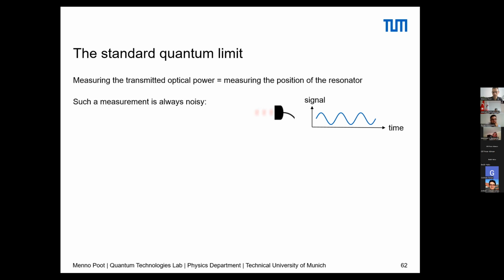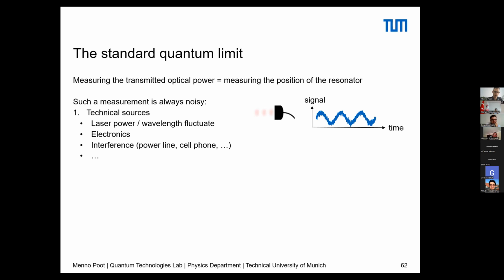So it is not going to look like this, but maybe more like this. And in this case, there will be technical sources of noise. For example, your laser wavelength or power is fluctuating. You have to use electronics and amplifiers that are by themselves noisy. Maybe you do the experiment and actually your cell phone rings, and that will also be picked up by the detector. Or you have power lines nearby or tram lines, many more technical sources.